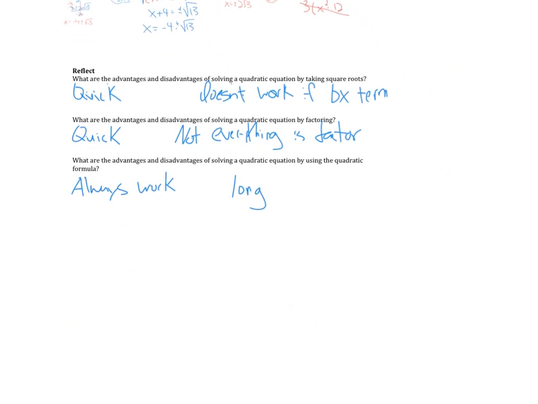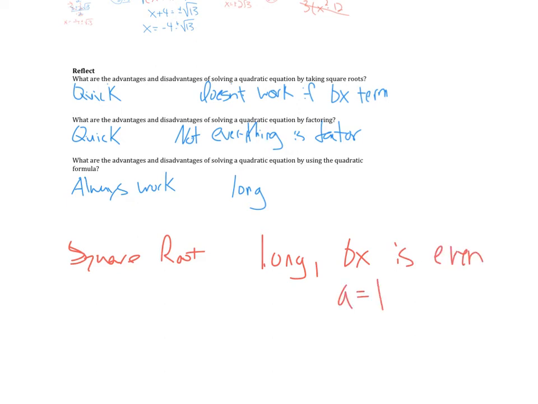Okay, and then for completing the square, the advantage is it turns it into a square root problem, which can be fairly quick. Disadvantage is it can be long and works when bx is even and a is equal to 1. So a little more restrictions on that one.